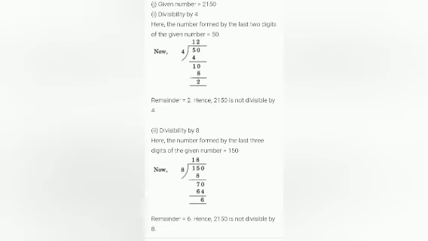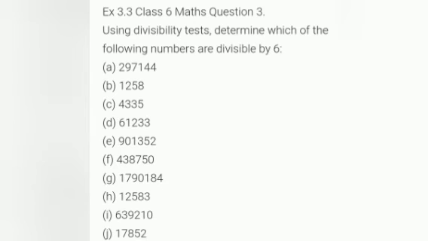Take the last two digits, that is 50. It is not divisible by 4. Last three digits 250. It is also not divisible by 8, as the remainder is 6. So both these numbers are not at all divisible by 4 and 8. Let us see the third question.